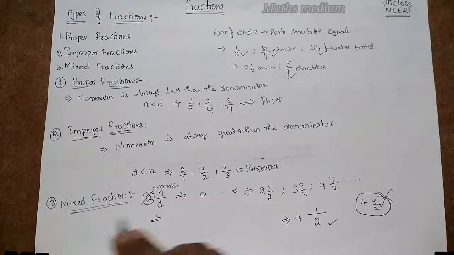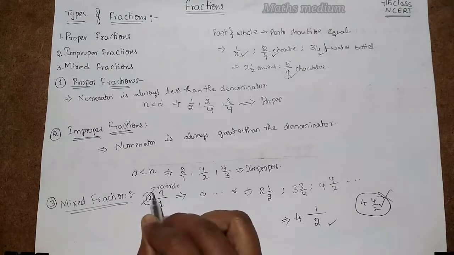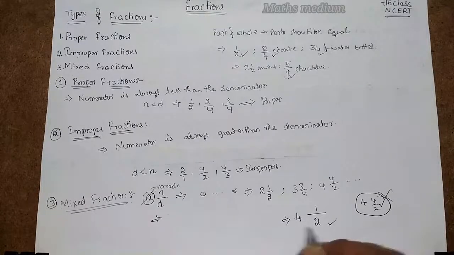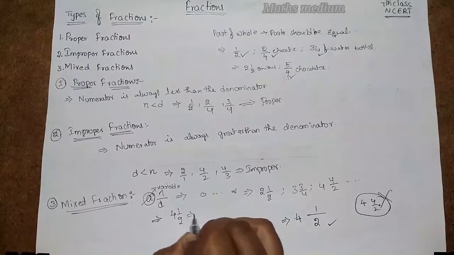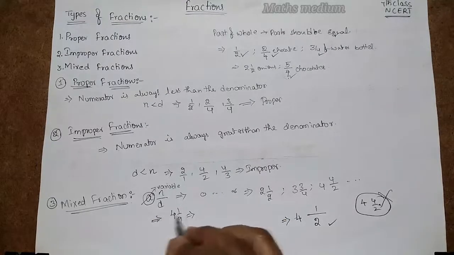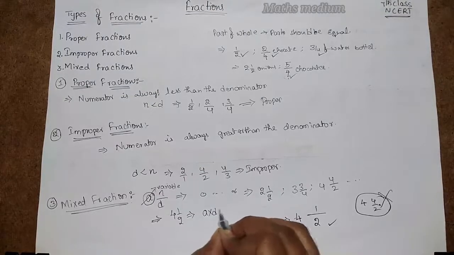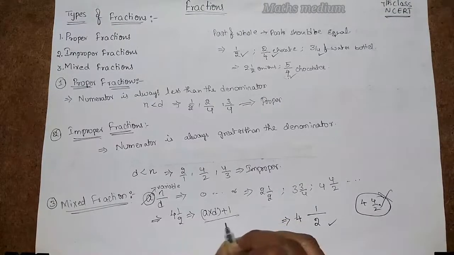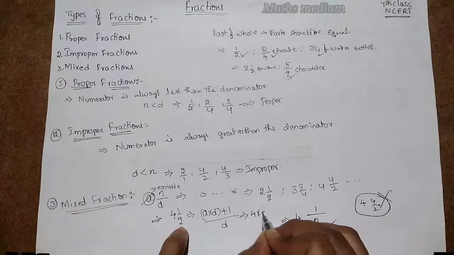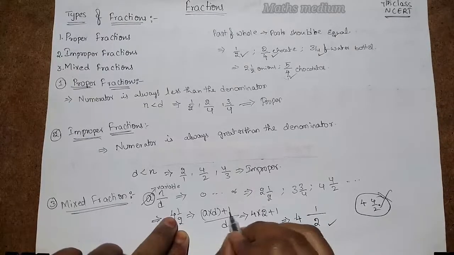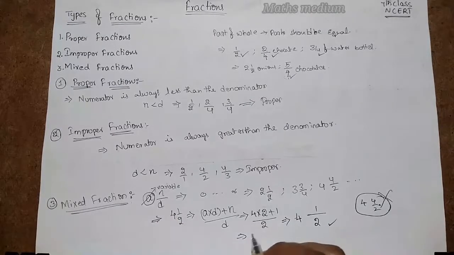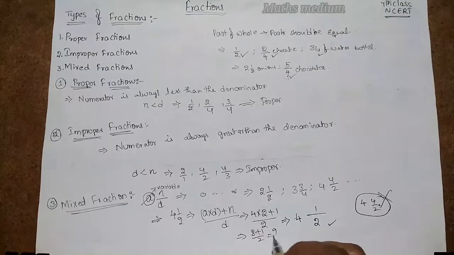Another thing on mixed fractions: how are we going to convert this into an improper fraction? See here, if you take an example, 4 1 by 2. Now how are we going to convert it? See here, this is a n by d, right? So a into d plus n, divided by d. That means here a is 4, into d, the denominator, plus n, which is 1, divided by d. So 4 2s are 8, plus 1 by 2, that is 9 by 2.